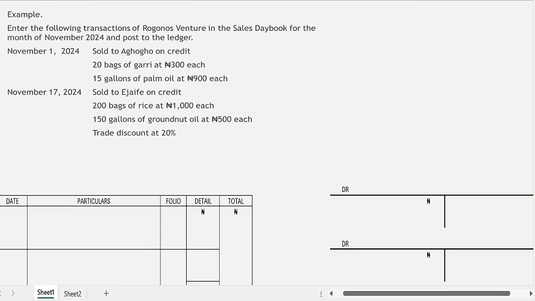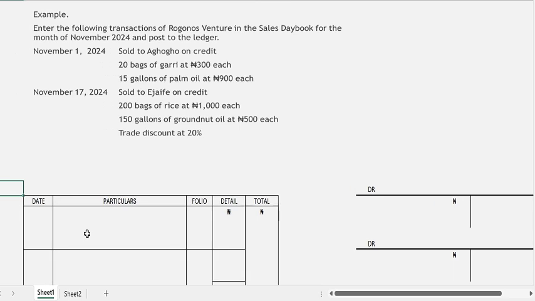So now let's solve the question. Enter the following transactions of Regulus Venture in the Sales Daybook for the month of November 2024 and post to the ledger. Now this is a credit transaction, as we have said before. So let's go to the daybook. This is already the book. I've already prepared it. Just put Sales Daybook because it's a credit sale. Suppose it was a credit purchase, we would have the Purchase Daybook.